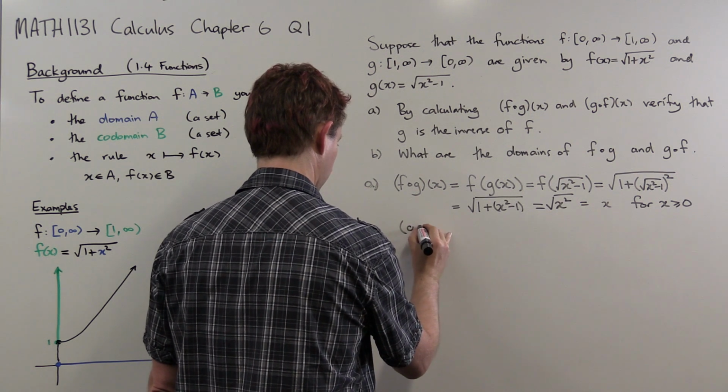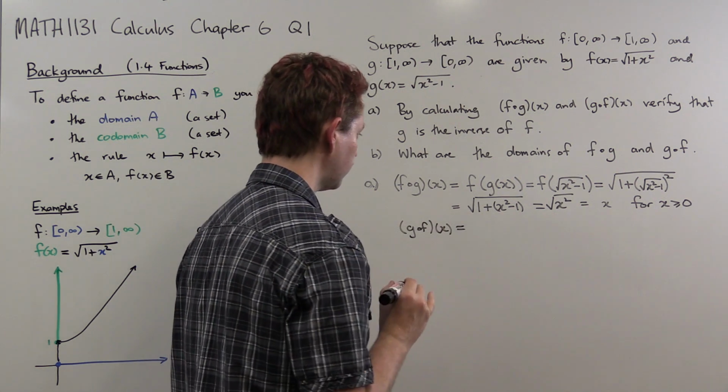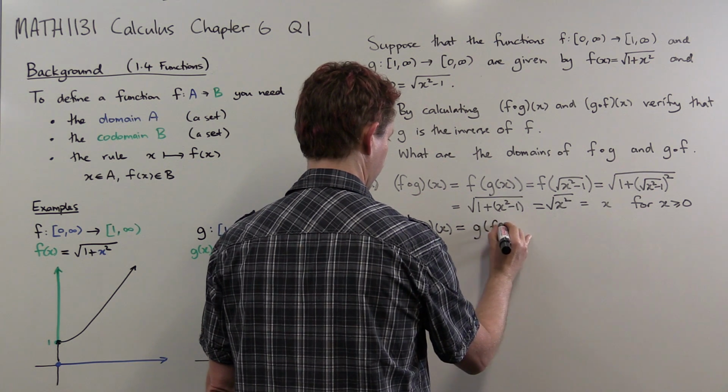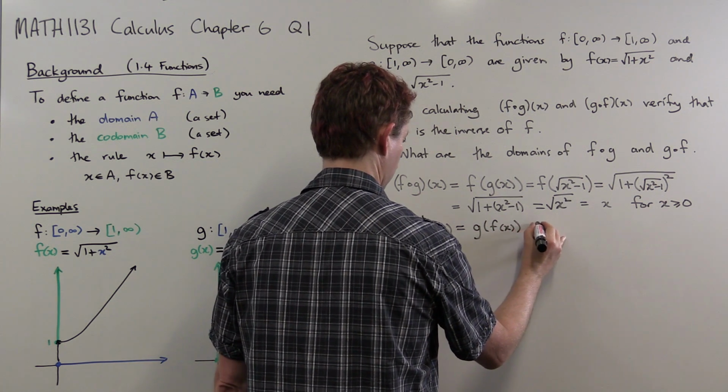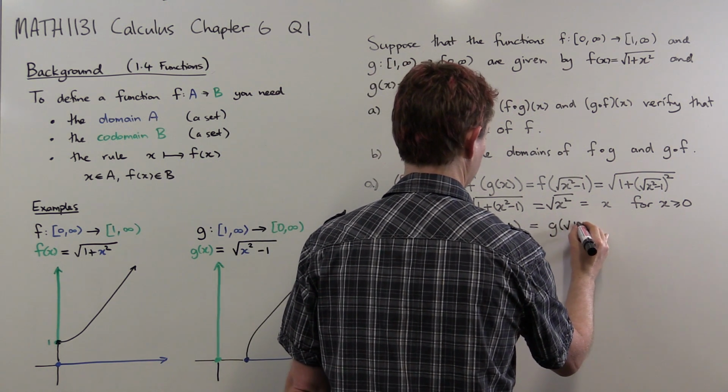Let's just calculate the other one now, having got what we wanted. g of f of x, this means g of f of x, and f of x is the square root of 1 plus x squared.